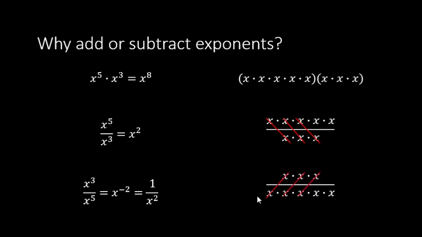If there's only 3 on top, then by the time you get done canceling, the 2 x's that are left over are on the bottom, and they should stay there. Just because everything on the top cancels doesn't mean the fraction goes away. You should leave a 1 on top if everything else cancels. The 2 x's here are on the bottom, and they need to stay there.